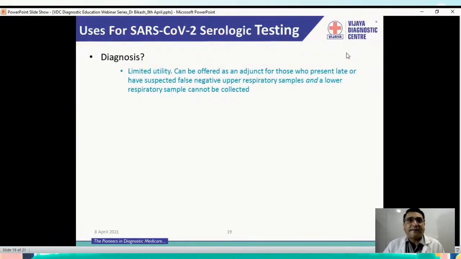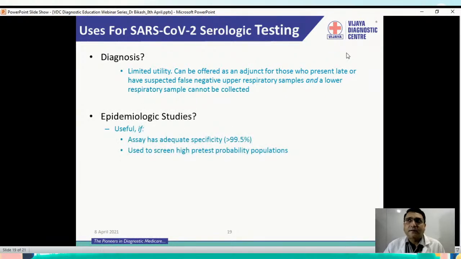So at the end, if I were to summarize regarding the serological test or the antibody test, the uses of these serological tests for SARS-CoV-2, first of all, the diagnosis. Now, for diagnosis, there's very limited utility for the very fact that these antibodies develop late, the seroconversion is late, but they can be offered as an adjunct for those who present late or have suspected false negative upper respiratory samples, and the lower respiratory samples cannot be collected. So it can only be an adjunct test for diagnosis.